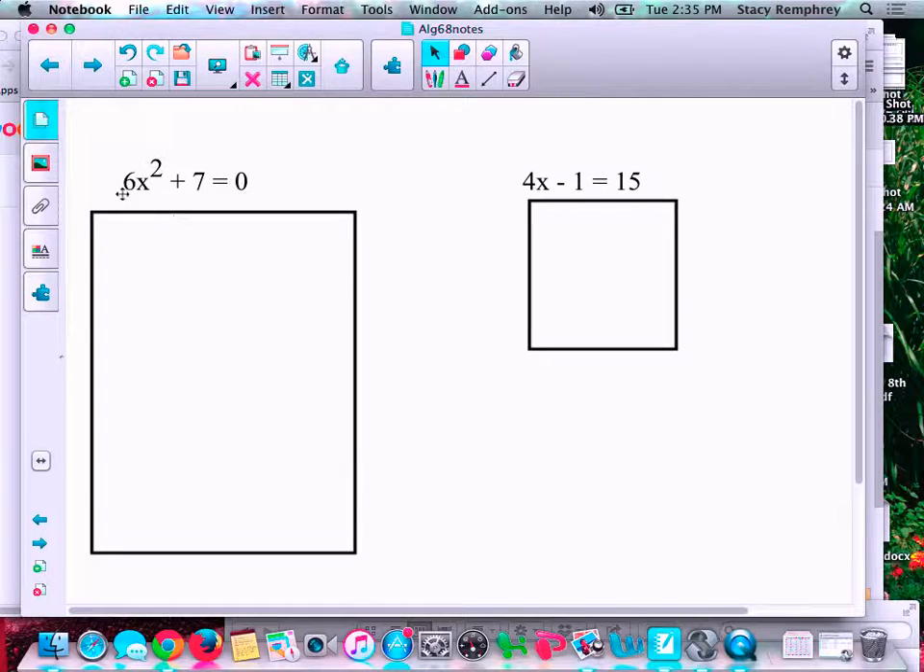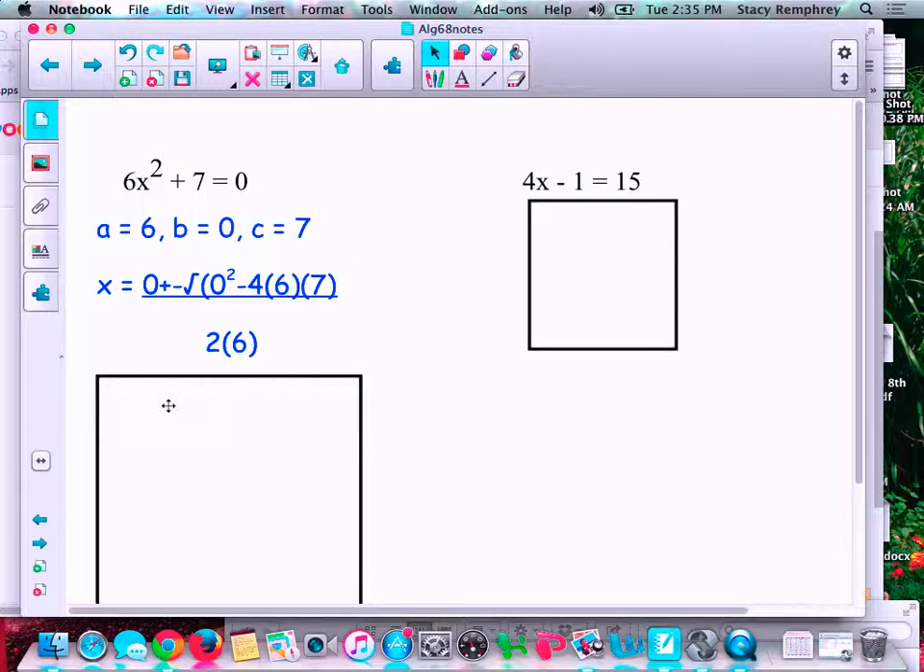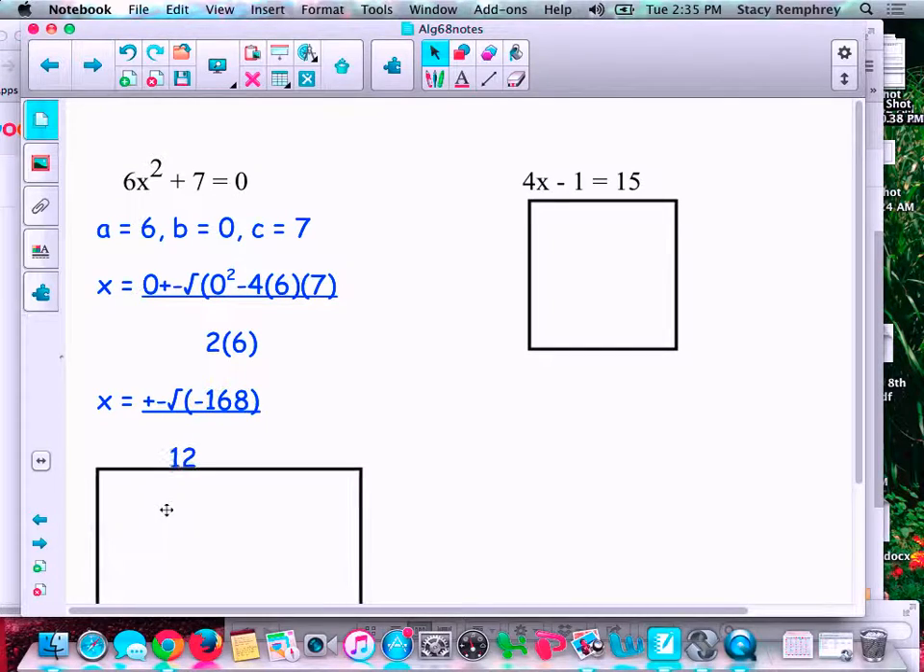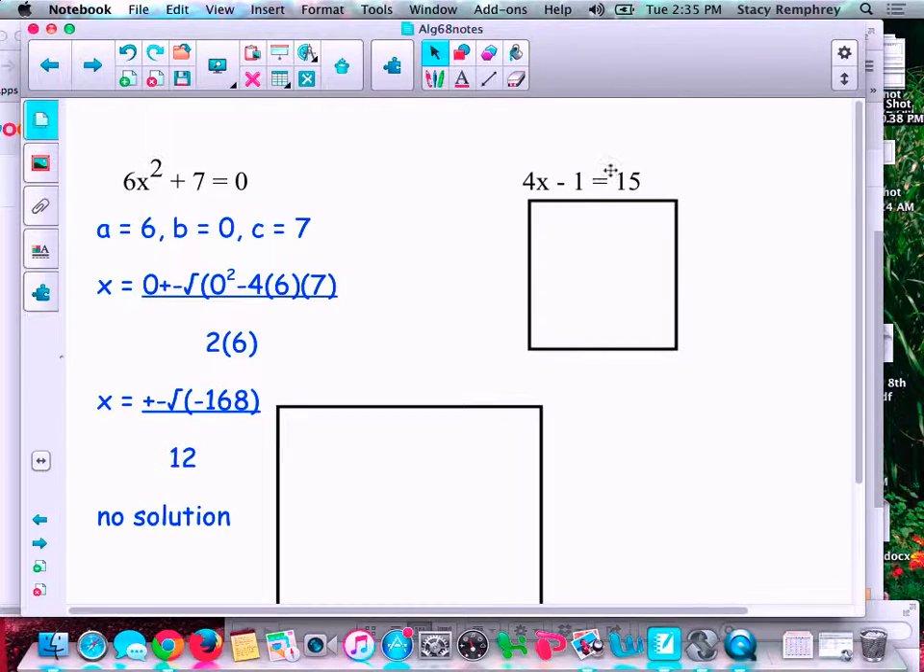The next two look a little different. This one used to be a trinomial, now it's a binomial. So we're just going to make b equal to 0. Again, we're going to plug everything into the formula. When I do that, I end up with a negative square root. This will not always happen when b is 0. So I don't want you to think just because b is 0 it means no solution. In this particular case it did. So this one is a no solution because of the square rooting a negative.